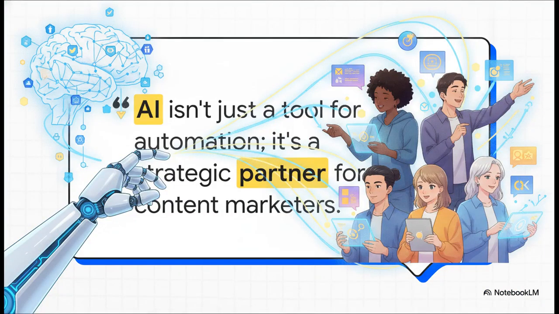Now, this requires a major mindset shift. AI isn't just a tool for automation, it's a strategic partner for content marketers. Framing it this way humanizes the technology perfectly. We're shifting away from reactive content creation, where you post something and just cross your fingers hoping it goes viral, to a proactive, data-informed strategy. AI helps you understand your target audience deeply, so you can adapt to their evolving needs before they even realize what they need. It's a real game changer.